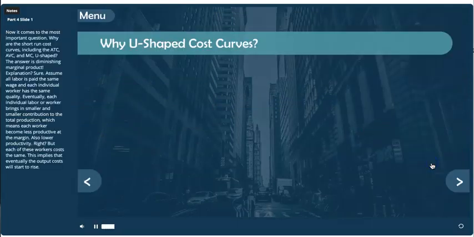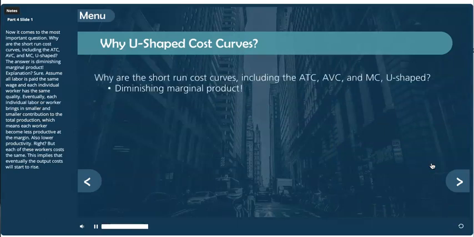Now it comes to the most important question. Why are the short-run cost curves, including the ATC, the AVC, and the MC, U-shaped? The answer is diminishing marginal product. Explanation? Sure.